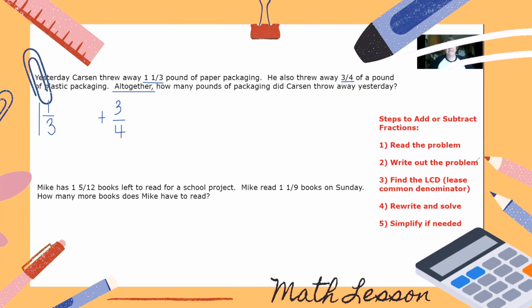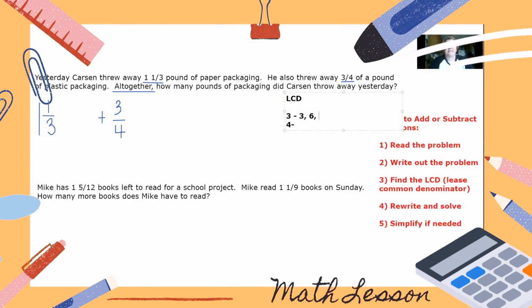Okay. The next thing we're going to do is find the LCD, or the least common denominator. So in that case, we're going to keep a list over here of our least common denominators. The denominators that we are working with are a 3 in 1 1/3 and a 4 in 3/4. So we are going to find the least common denominator of these two numbers. And we do that by skip counting. So I'm going to count by 3s.